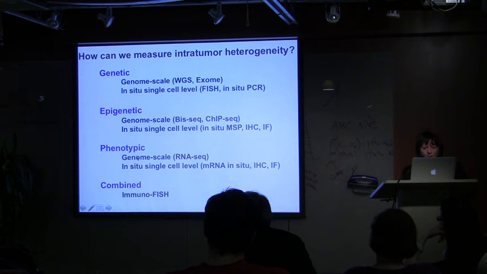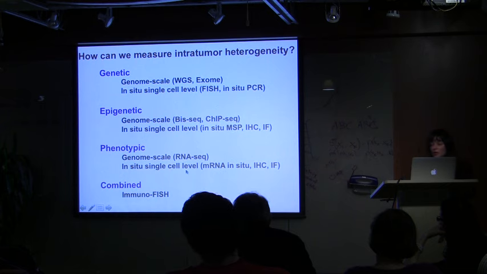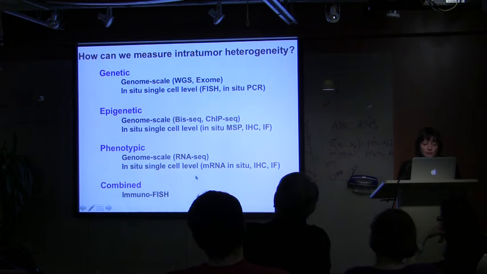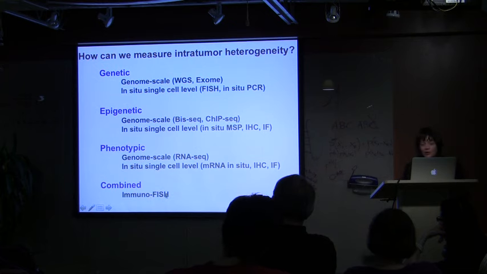And for phenotypic heterogeneity, we can look at the transcripts in the cell with RNA-seq. It's a technique to look at every gene that's expressed in a cell, or look at in situ techniques again. Or the combined technique that we have been using, which we call immunoFISH, or iFISH, because we're looking at the phenotype of the cells and also genetic heterogeneity using FISH. And I will show you examples so everything will be more clear.